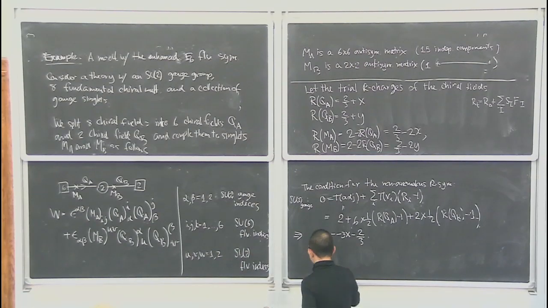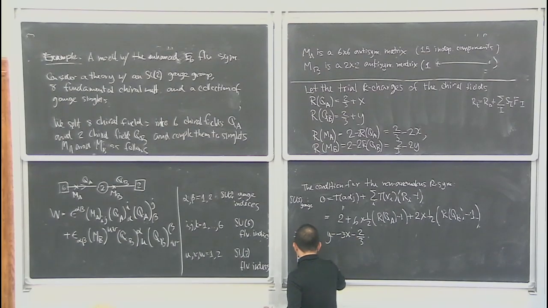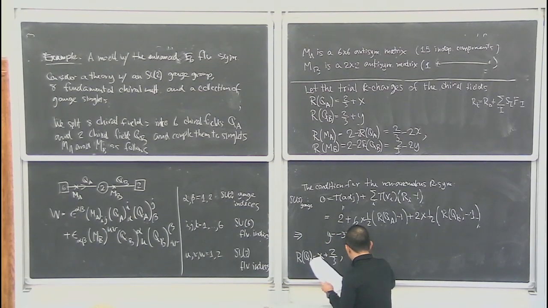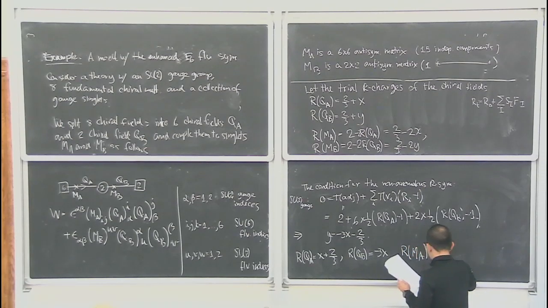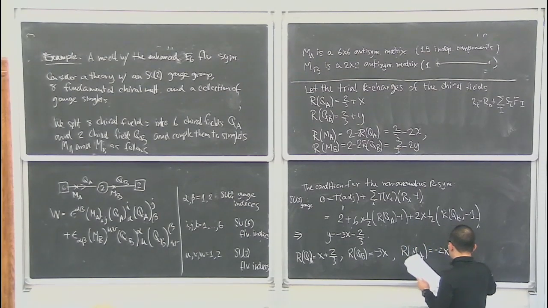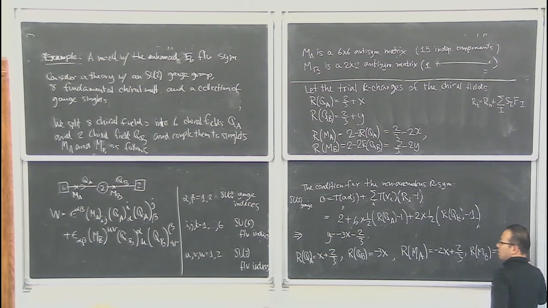So good. Let me write everything in terms of x now, okay? So now R of QA will be x plus 2/3. R of QB will be minus 3x. R of MA will be minus 2x plus 2/3. And R of MB will be 6x plus 2.